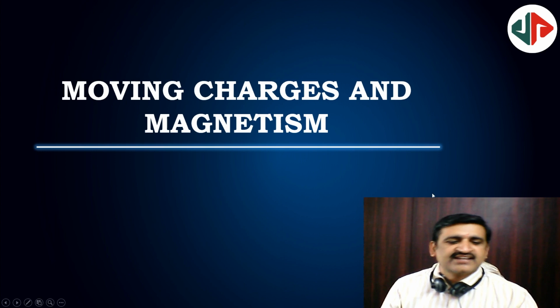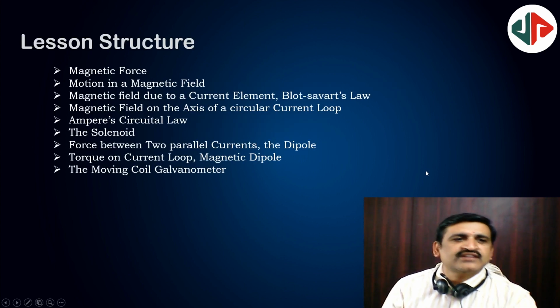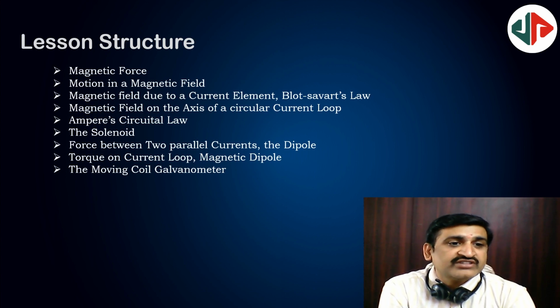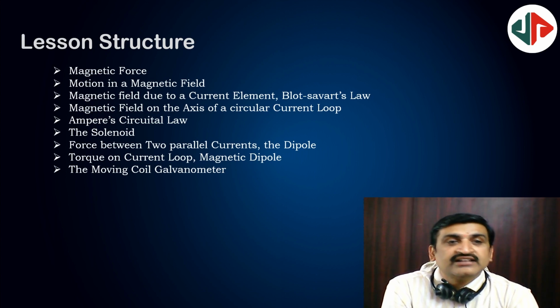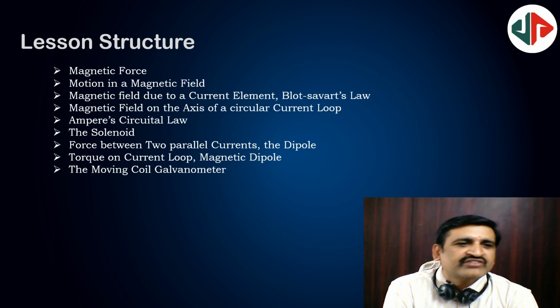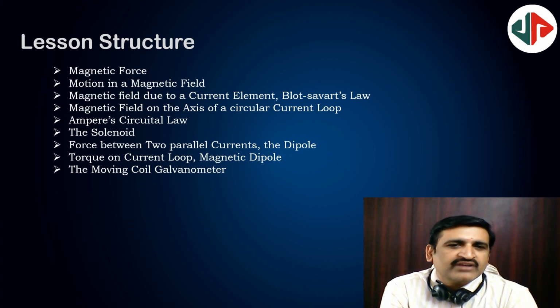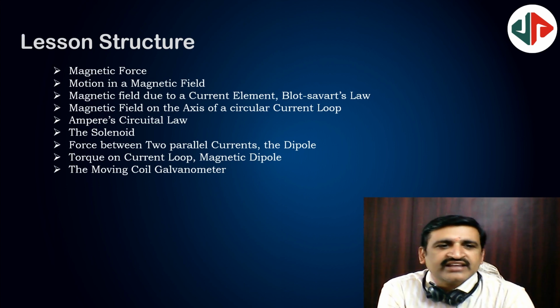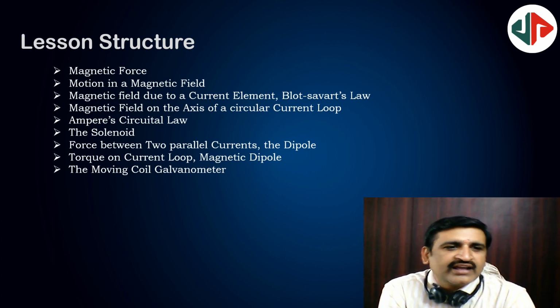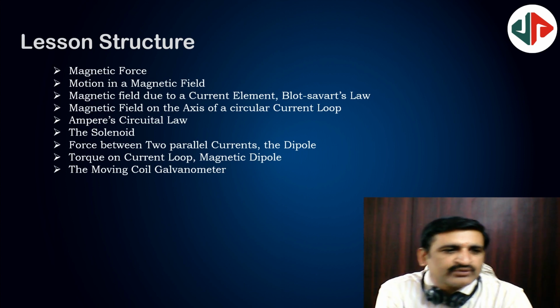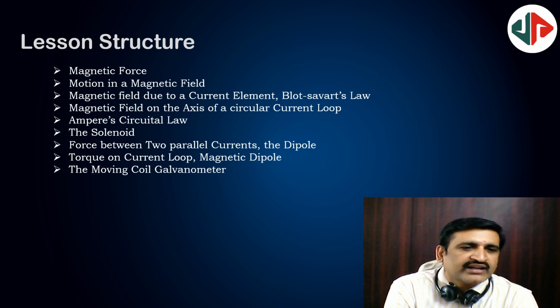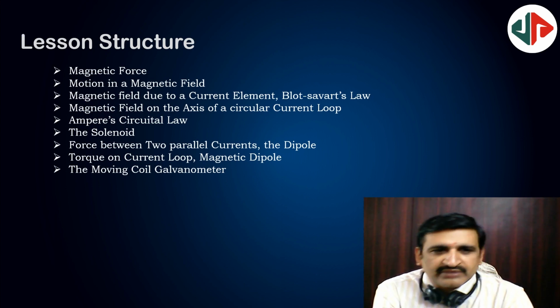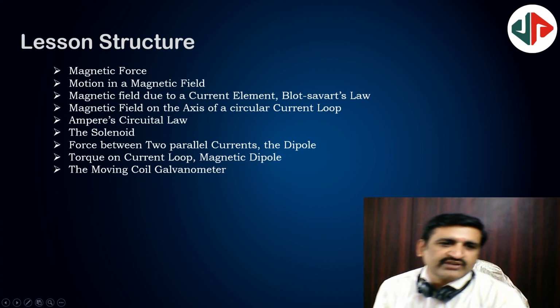Moving charges and magnetism. This includes magnetic force and motion in a magnetic field: a charged particle's motion in a magnetic field, the magnetic field due to a current element by Biot-Savart's law, the magnetic field on the axis of a circular current loop, Ampere's circuital law, solenoid, force between two parallel currents, torque on a current loop, magnetic dipole, and the moving coil galvanometer. These things we are going to discuss.